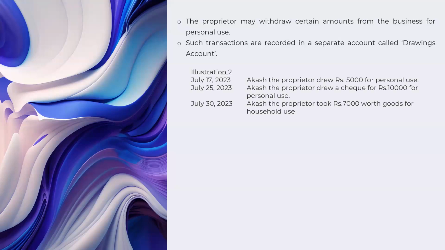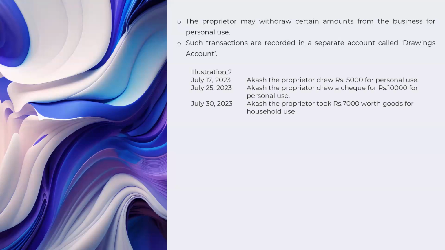So we have another example. On July 17th, Akash, the proprietor, drew 5,000 for personal use. That is, 5,000 is withdrawn from the office cash. And again on July 25th, he deposited a self-check for 10,000 for personal use.